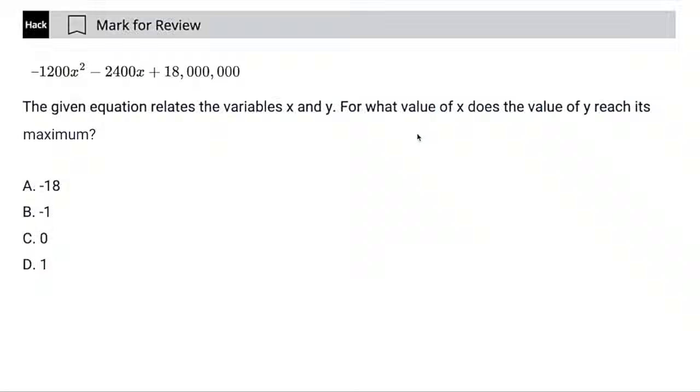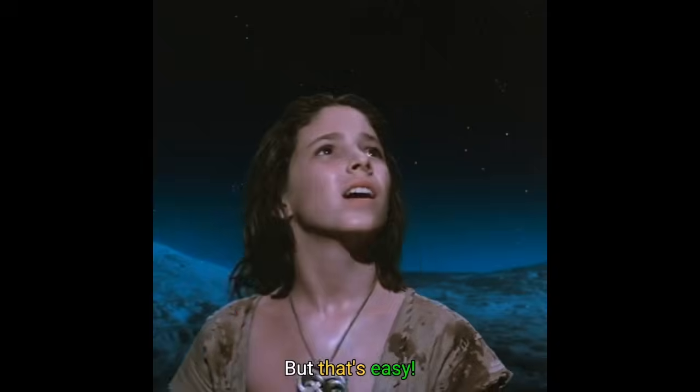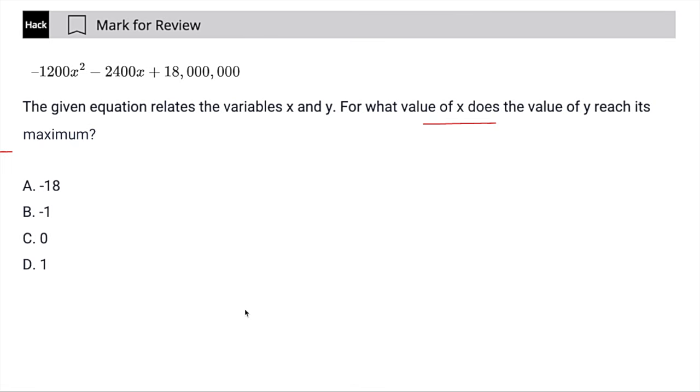So we've got x coordinate of the vertex. Here it's asking us for the value of x when y reaches its maximum. Just in case you didn't know, that means the vertex. The minimum or maximum of a parabola will be the vertex. And maybe we're thinking, but that's easy. We'll just plug it into Desmos and find the vertex, which should be simple enough.